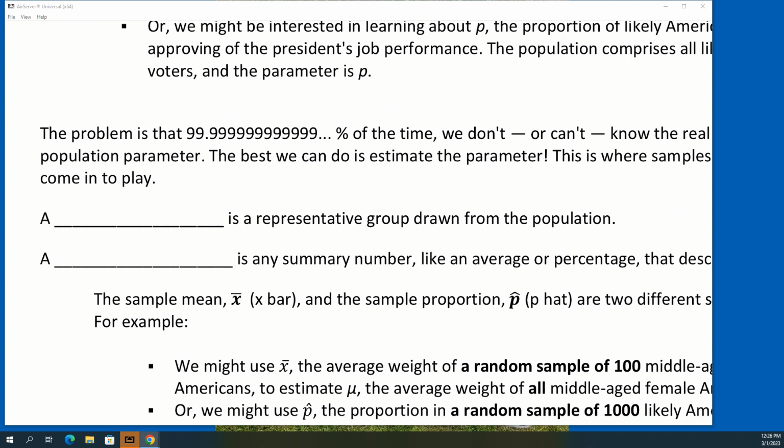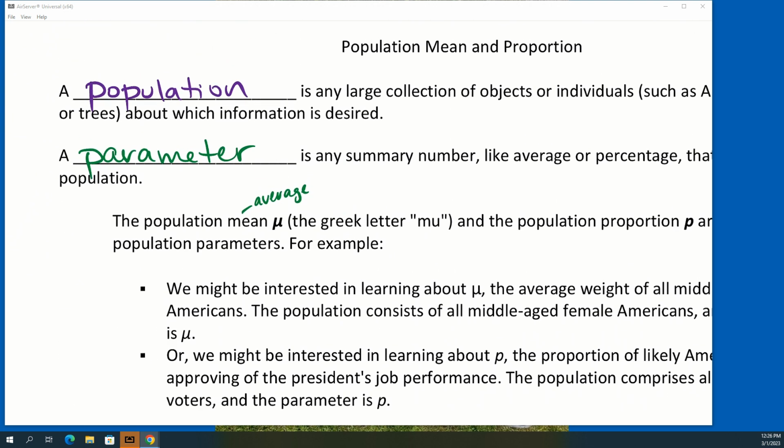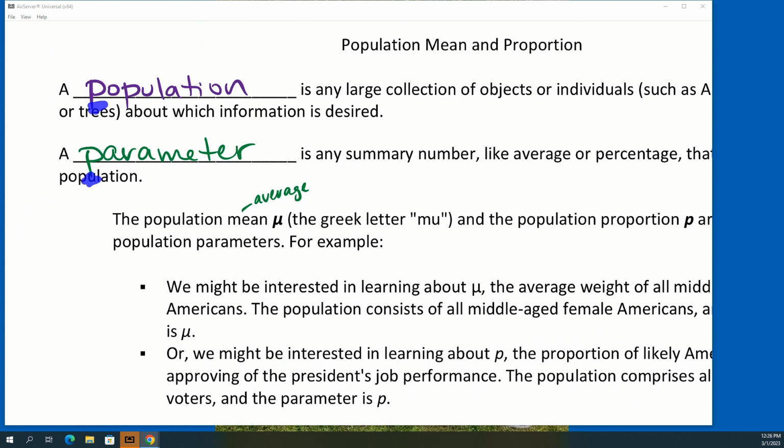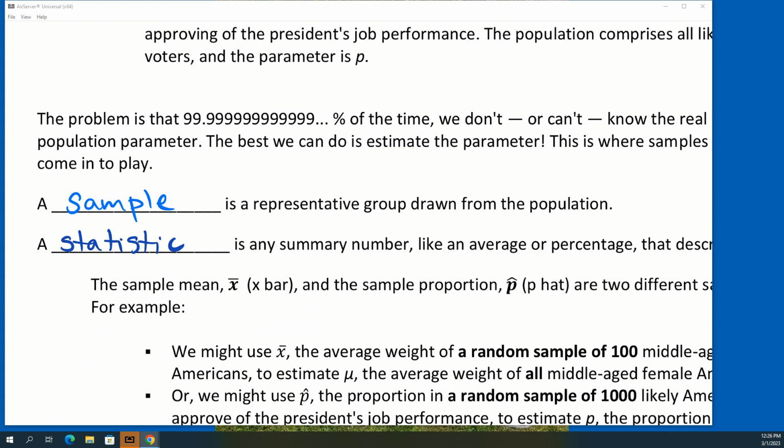And so a sample, and we talked about that yesterday, is representative of the group drawn from the population. And then if you get things like average or proportion from a sample, it's called a statistic. So if you get the average or proportion from the whole population, it's a parameter. They start with the same letter. I had to take a couple of statistics classes in college, and that's how I remembered. The parameter goes with population because they start with the same letter. A statistic goes with the sample because they start with the same letter.